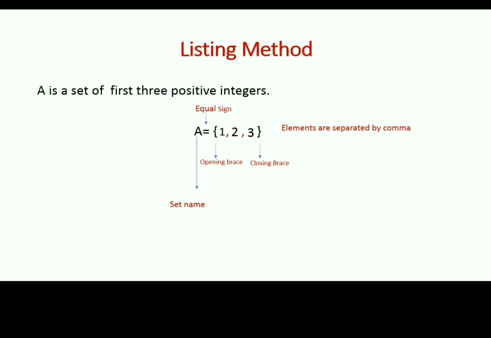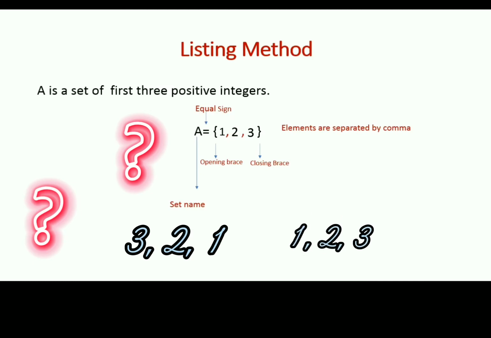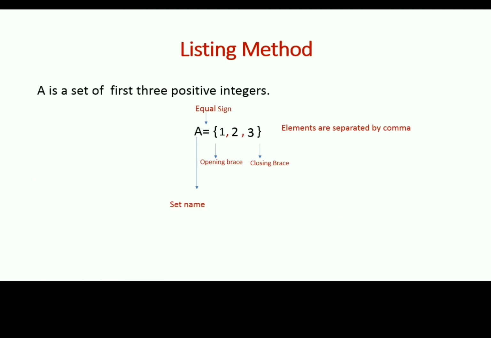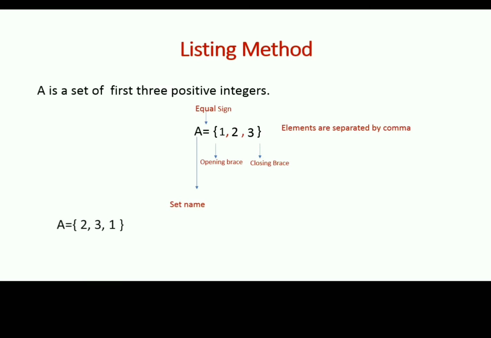Okay, how could it be important? Think of set A, the first three positive integers. Which order should be important? Do the elements have an exact order? From largest to smallest or from smallest to largest? We don't know. Therefore, we cannot talk about the order of elements. The order of the elements is not important. So, we can also represent set A like this.